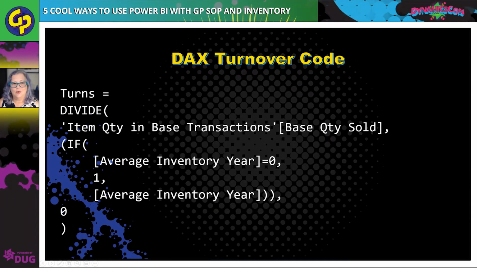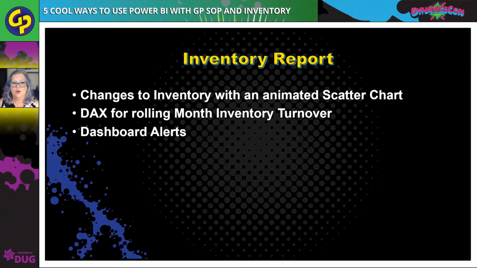This is just DAX code, divided by the inventory, the average inventory for the year. But I've got this if statement in. So if it's 0, then I'm going to just divide by 1. Otherwise, I'm going to divide by the inventory average. And if any of that yields an issue, then it'll give me 0 for my turnover.